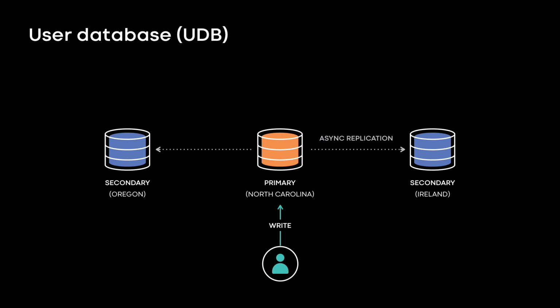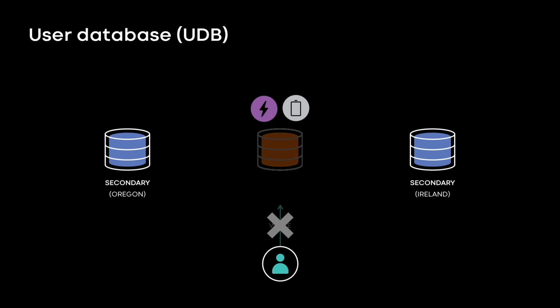Since the primary is essential to ensure that the shard's users can perform writes, let's inspect the impact of a power outage on the database's primary. When the rack hosting the primary loses power, its batteries begin discharging. Once the batteries run out, the primary instance is lost. Users belonging to the shard are unable to write in this state.